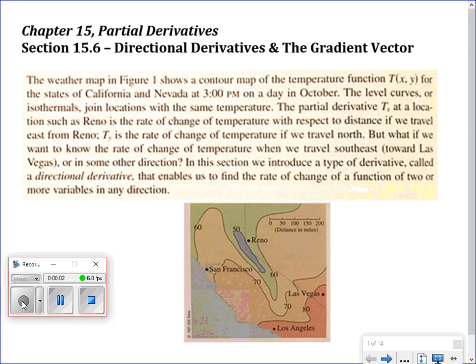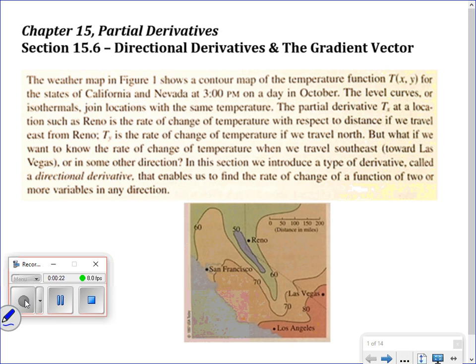All right, so here we go with section 15.6, directional derivatives and the gradient vector. So take a minute, pause the video, and read this little paragraph here with this example from the book. So what this is telling you is, say you're in Las Vegas and you want to see how the temperature is changing. This is a temperature map.